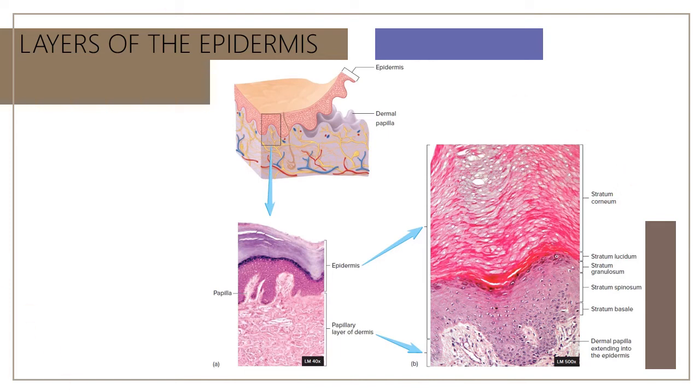The number of cell layers in each stratum, and even the number of strata in the skin, varies. Some portions of the skin have no certain layers of some strata. So it depends on the location in your body.